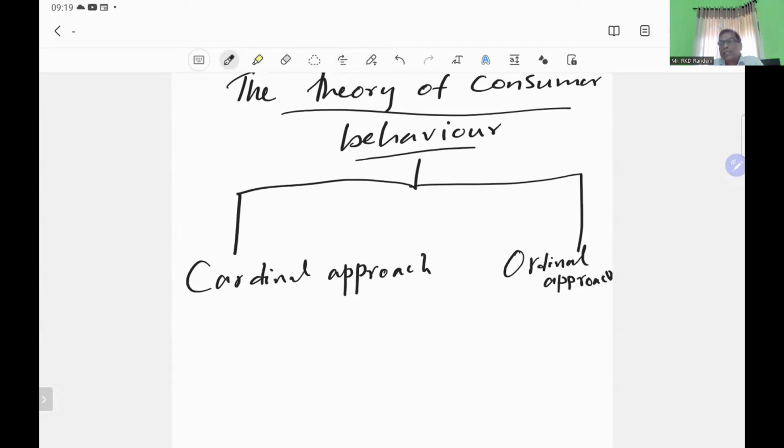These are the oldest theories in economics, because today you have the opportunity to discuss demand theory. Earlier, at the very beginning, economists realized the consumer behavior and demand theory under these theories. Then according to the cardinal approach, again, the cardinal or utility theory.